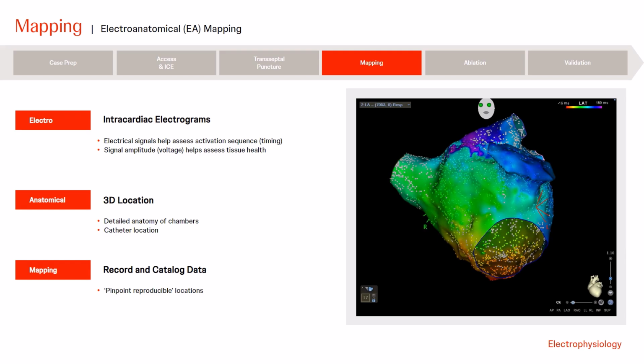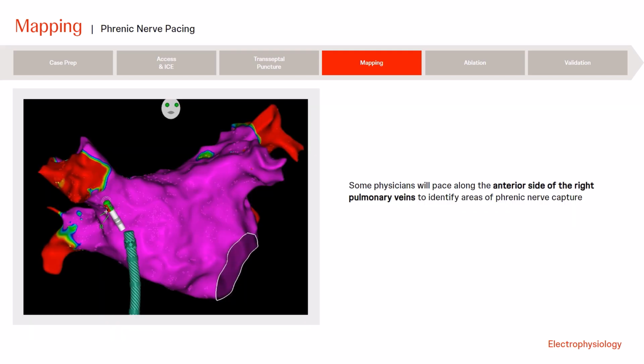The phrenic nerve runs anterior to the right pulmonary veins. Some physicians will pace this area to delineate where the phrenic nerve correlates to the anatomical data of the map. When the phrenic nerve is stimulated, indicated with diaphragmatic movement, the location may be marked on the Carto3 system 3D map. This helps the physician avoid the location when performing RF ablation. This is important to remember when paralytics are used, as they may inhibit capture of the phrenic nerve while pacing.